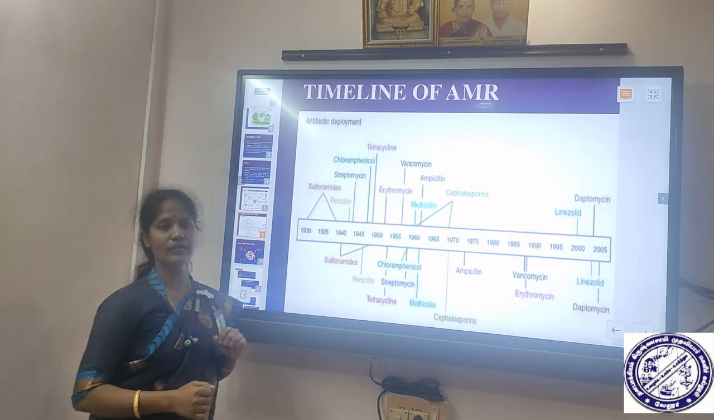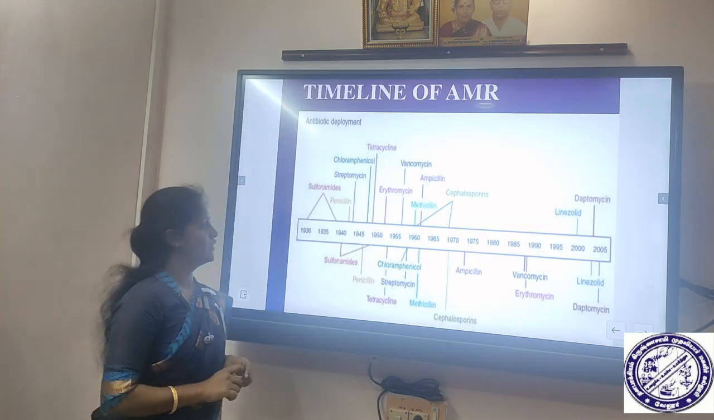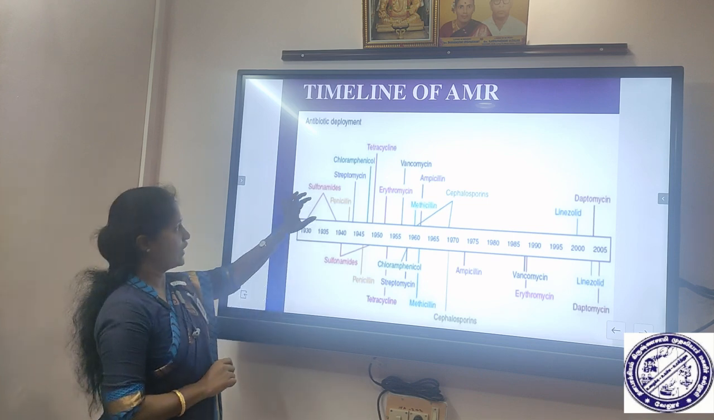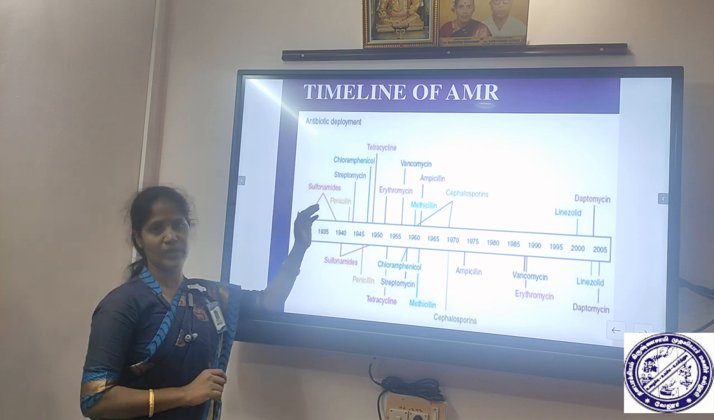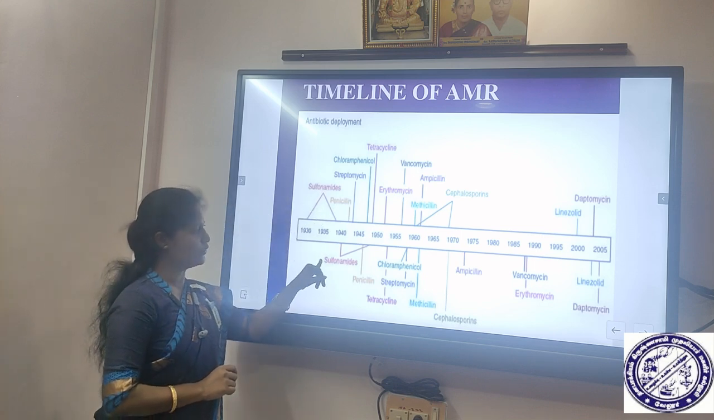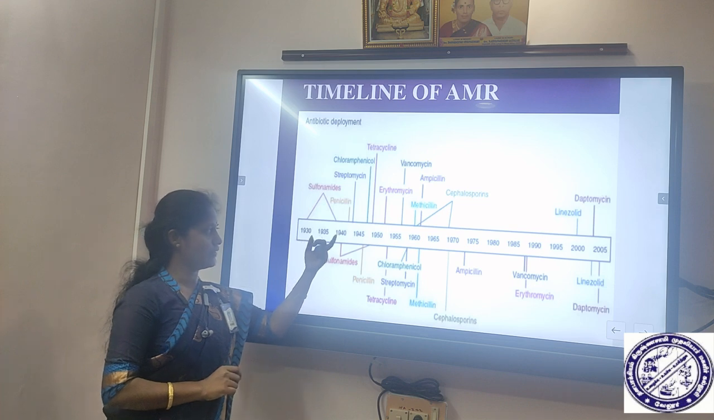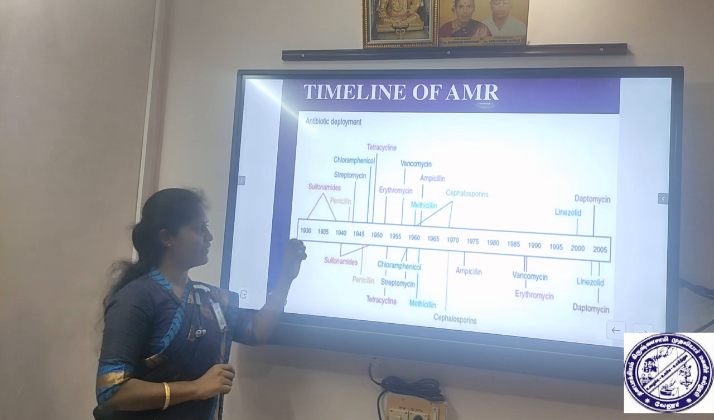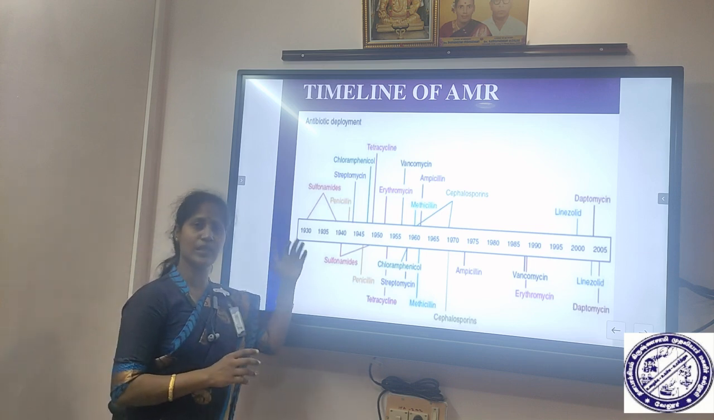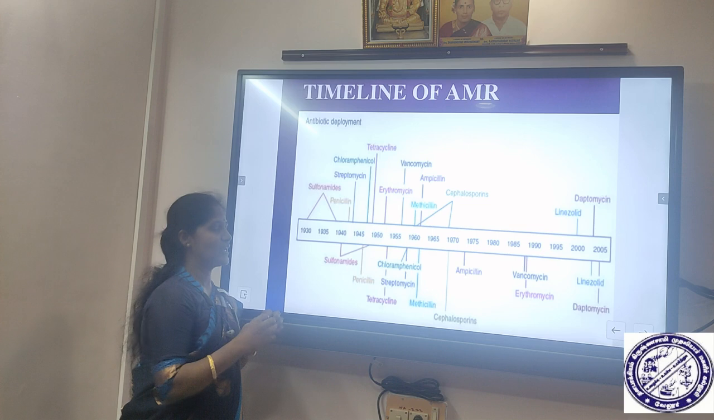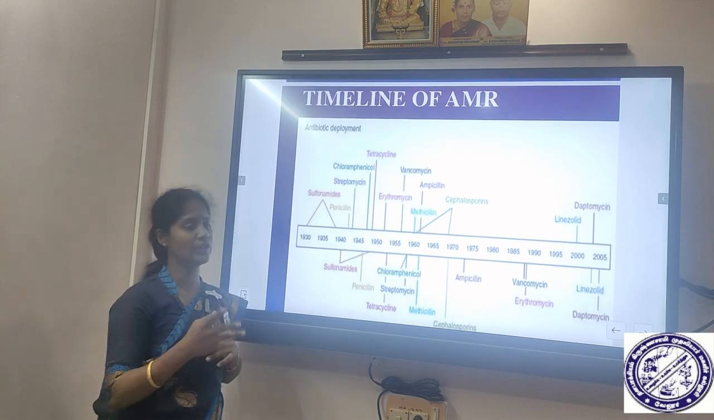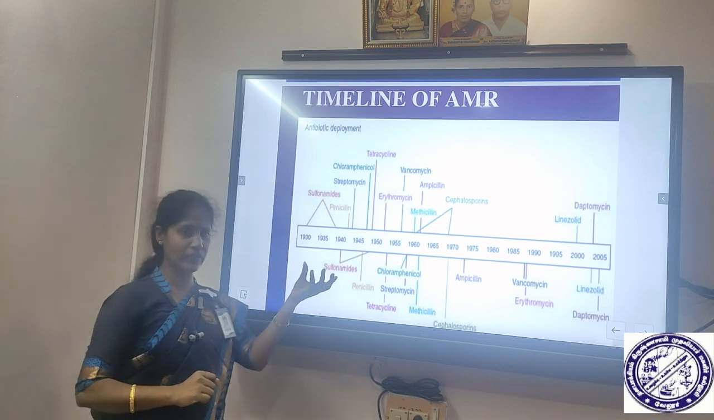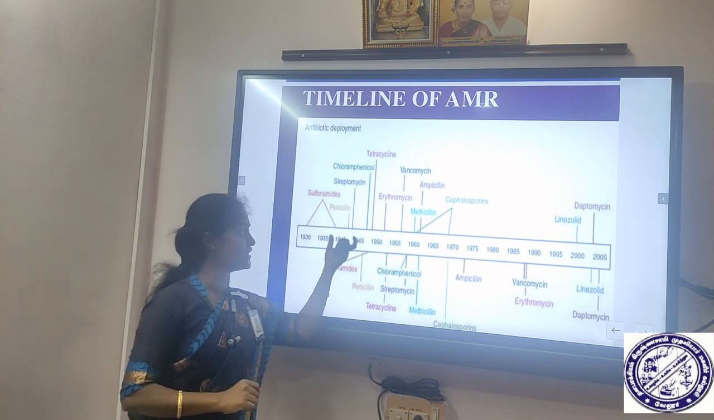This is the timeline of antimicrobial resistance. I mentioned previously that in the year 1930 itself, an antibiotic, a chemical called sulfonamides, was introduced. Within 10 years, at 1940, many microorganisms developed resistance mechanisms against sulfonamides. So immediately the scientists did much research and introduced a new antibiotic, penicillin. Within 5 years, the organisms got resistance against penicillin.